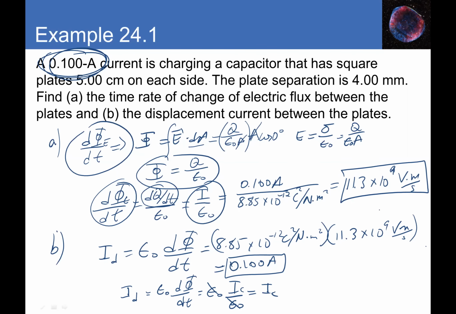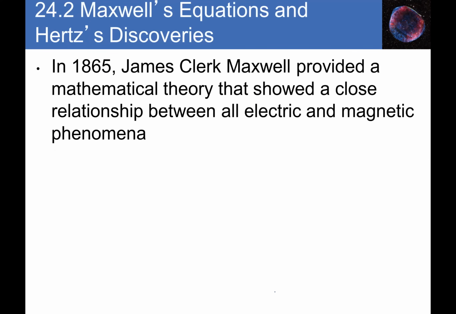All right, so again, some historical information regarding Maxwell. In 1865, he provided a mathematical theory that showed a close relationship between all electric and magnetic phenomena.